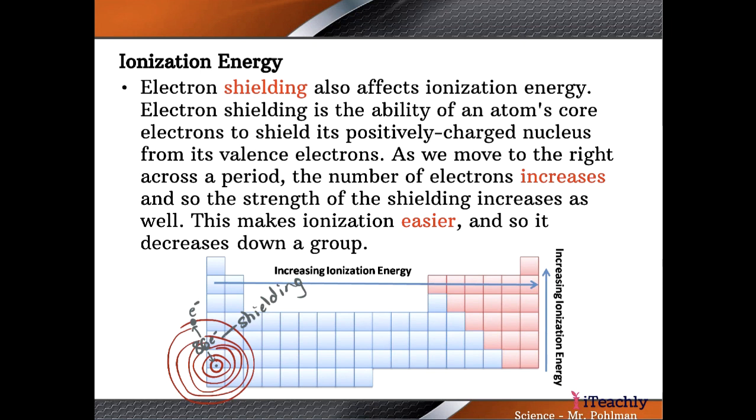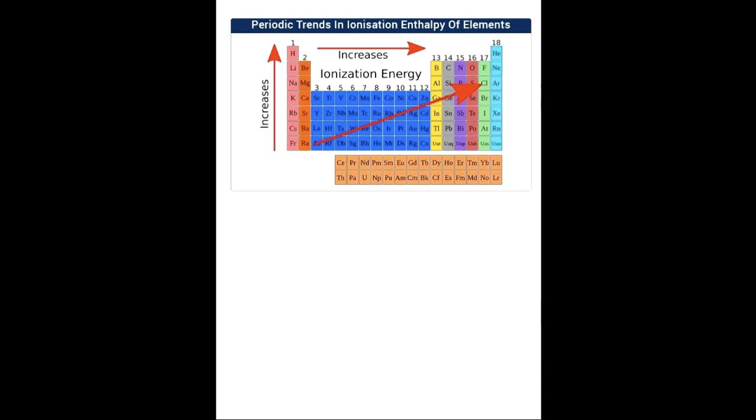So as you move to the right across the periodic table, the number of electrons increases, and so the strength of shielding is going to increase also. The more electrons you have, the more shielding that you're going to have. And that means that as you move down the periodic table, those ionizations are going to increase for your metals. Okay? So this is a good look at what the general trend of ionization energies are.